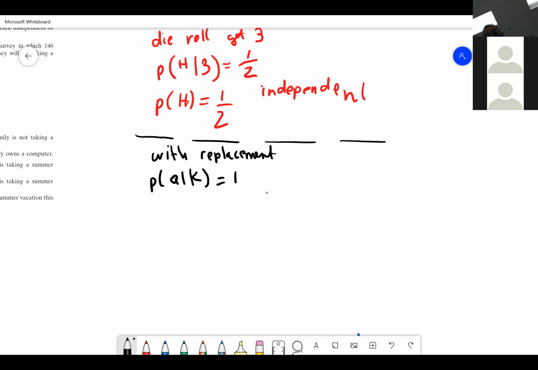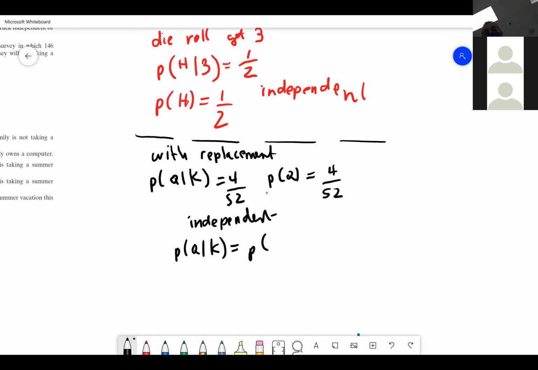4 out of 52. And now I ask you, what's the probability of queen by itself normally? 4 out of 52. So did the event king in this case affect queen? No, because we put it back in the stack. Therefore, we reset all the probabilities. So in this case, with replacement, we would say independent, because the probability of queen given king equals the probability of queen. Make sense? And that's how we take care of this rule that's on the board here.